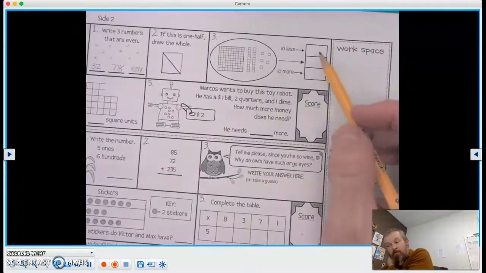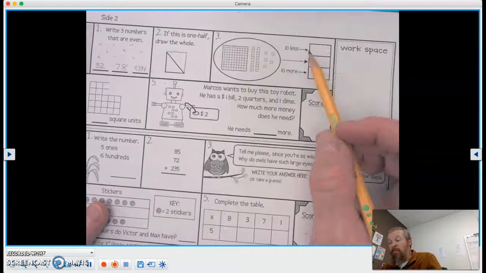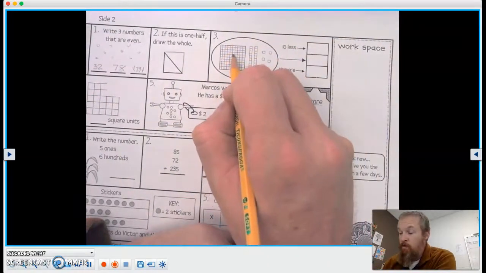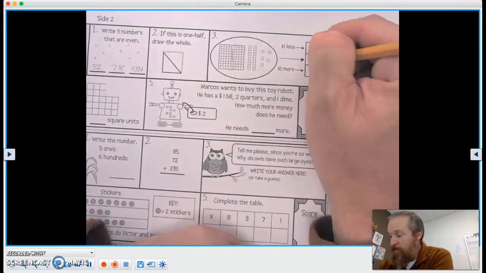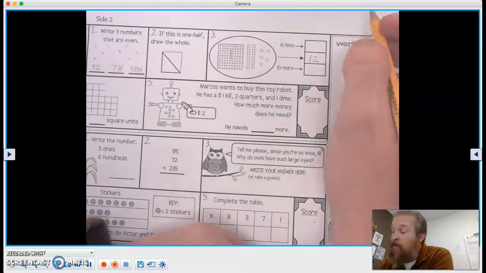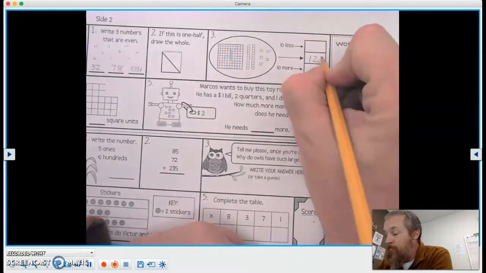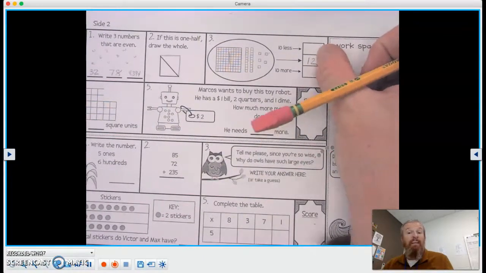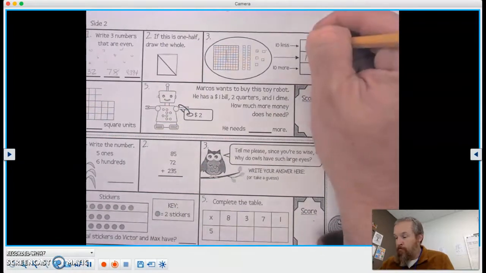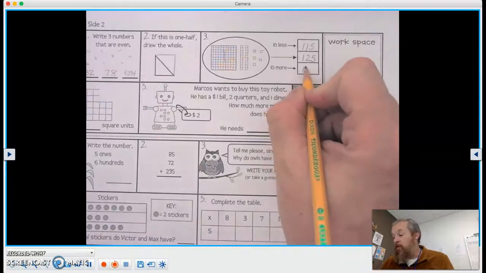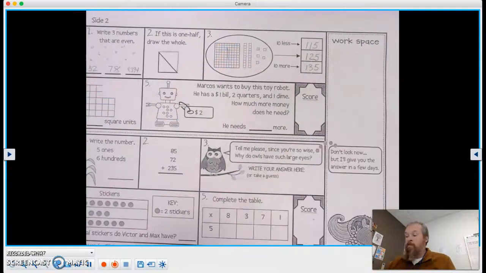Okay. So we need to know what the number is, and then we need to know 10 less and 10 more. So first our number is how many hundreds? 1. How many tens? 2. And how many ones? 1, 2, 3, 4, 5. All right, what is 10 less? What's 1 less than 12? 11. And what is 1 more than 12? 13. There you go. 10 more and 10 less.